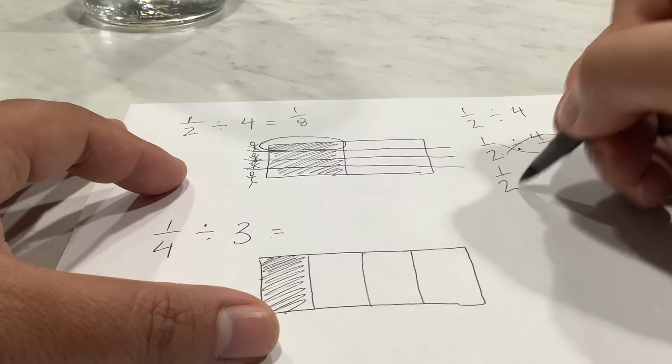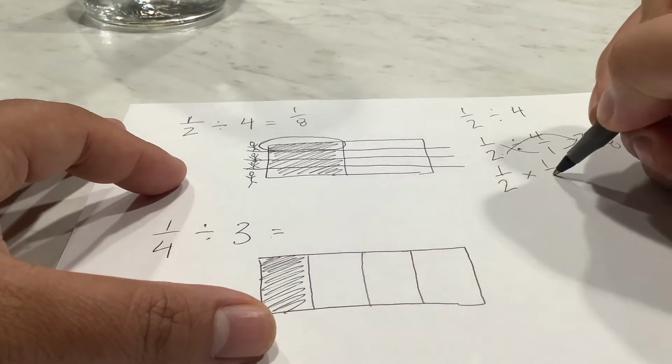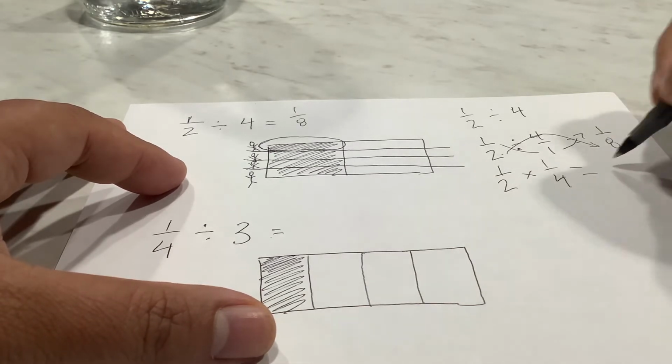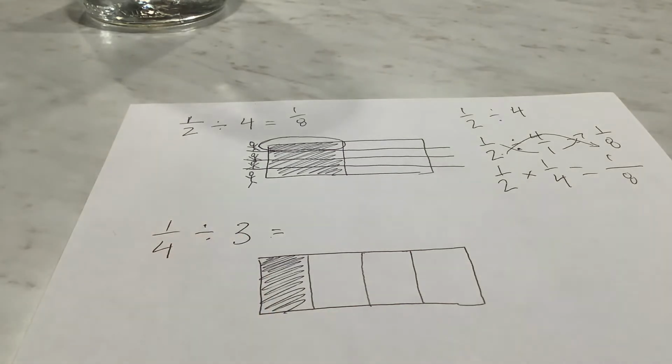That's if you wanted to do cross multiplication. But I like to do where they can change it to a multiplication symbol, and then they flip the fraction. Then they can multiply straight across. So that's 1/8. So that's the algorithm.